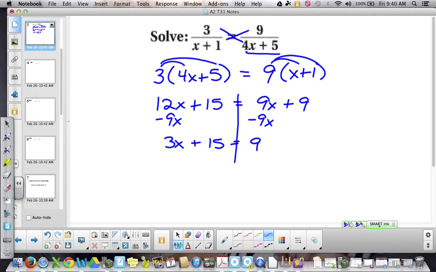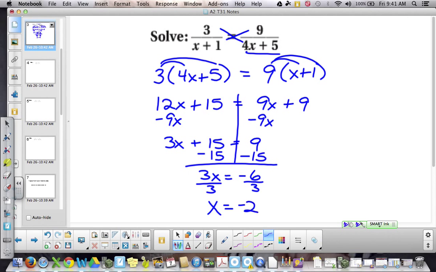And then solve for x by undoing the plus 15 by subtracting 15. Get 3x equals negative 6. And then divide by 3 to undo the multiplying by 3. So we get x equals negative 2.